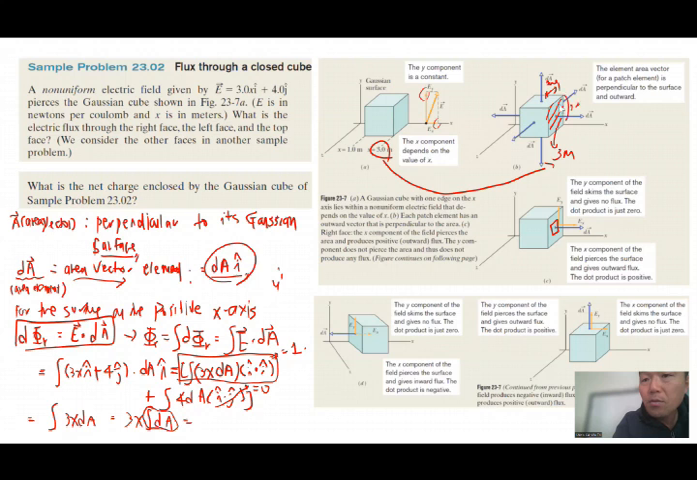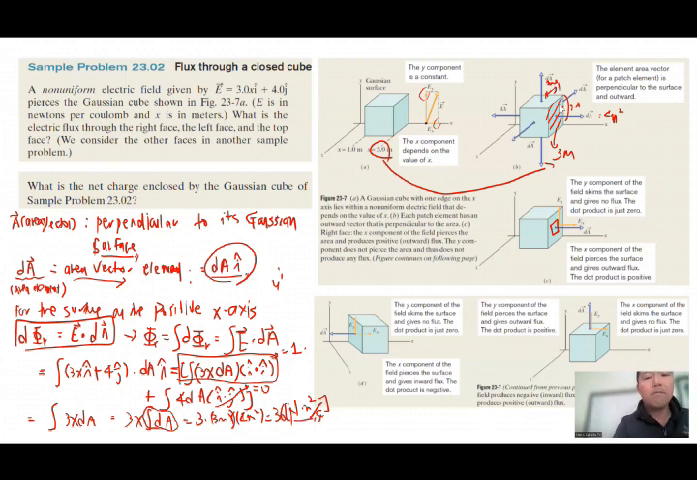So the total area of this face is 4 square meters. You multiply 3 meters times the integral of dA, which is 4 square meters. Then that is 36, 36 newton meter squared per coulomb.